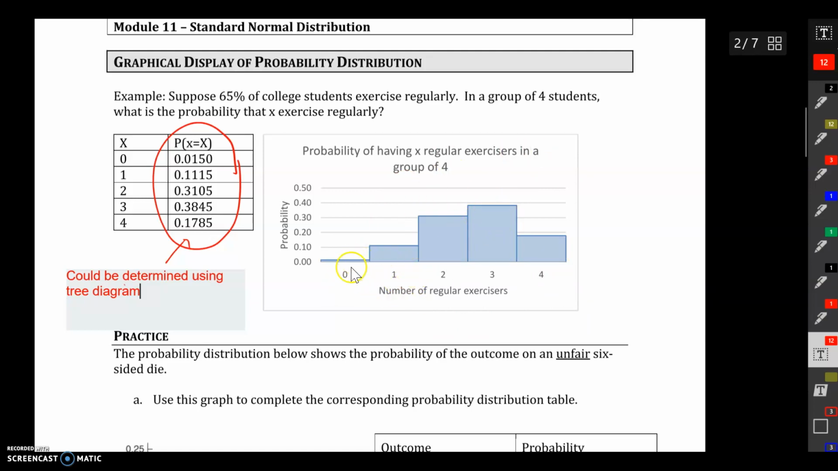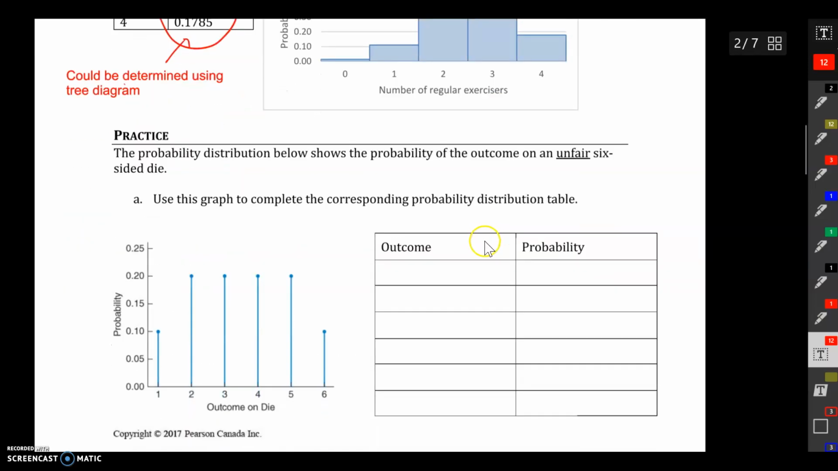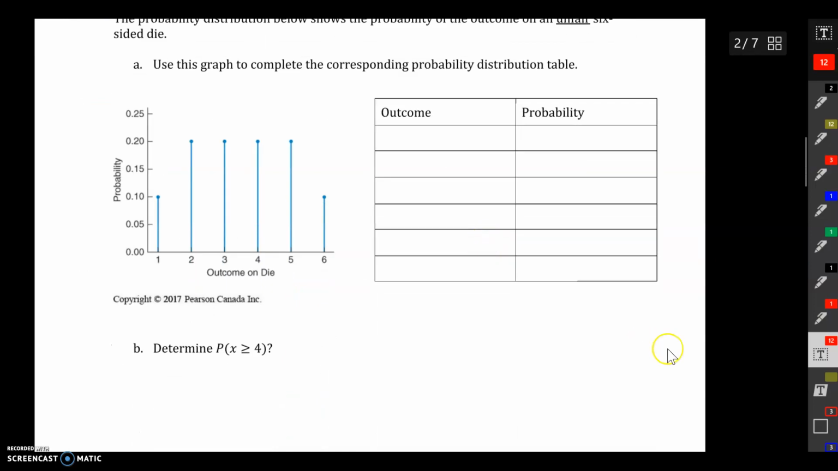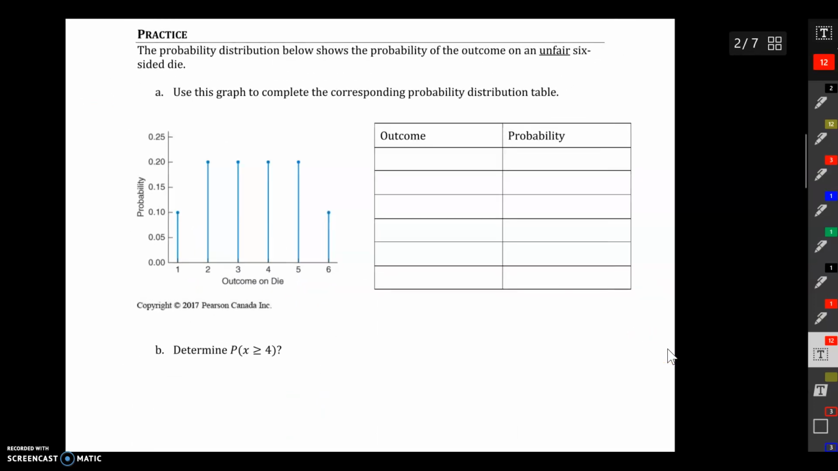And so along the x-axis, we see all the different possible outcomes, and then the probability is up the vertical axis. Okay. So just a little practice question here. Working backwards now, you have a probability distribution chart given to you. Reading from the chart, create the probability distribution table, and then answer the question, okay? So pause the video, try that out, and then check your answer.